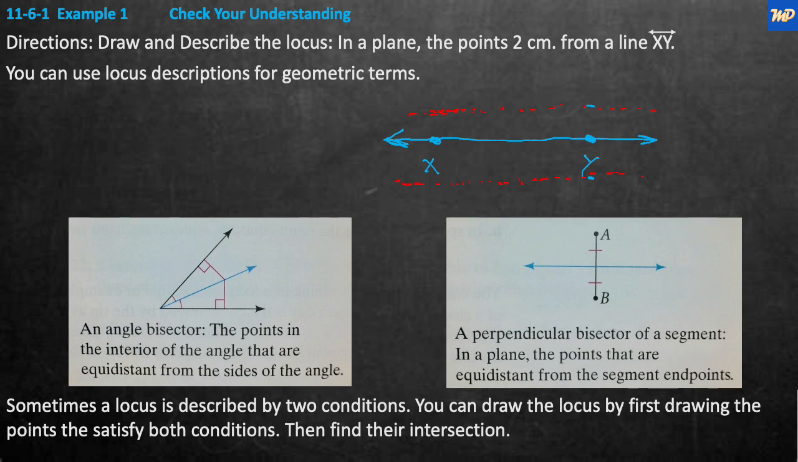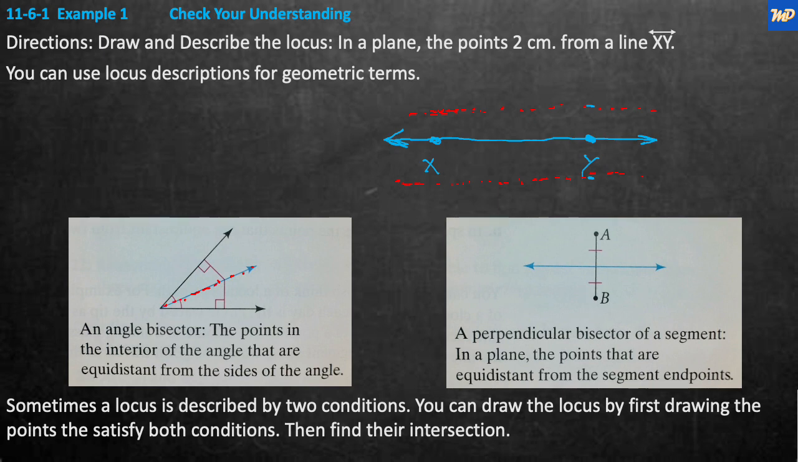Okay, so now let's move on to these two pictures. And what they're showing here is an angle bisector: the points in the interior of the angle that are equidistant from the sides of the angle. And the other one says a perpendicular bisector of a segment in a plane: the points that are equidistant from the segment endpoints. So there you see the black line and the blue line. Well, what they're showing you here is that this angle bisector is saying, give me the set of points. This is the set of points here that are equidistant from the two lines as you go out.